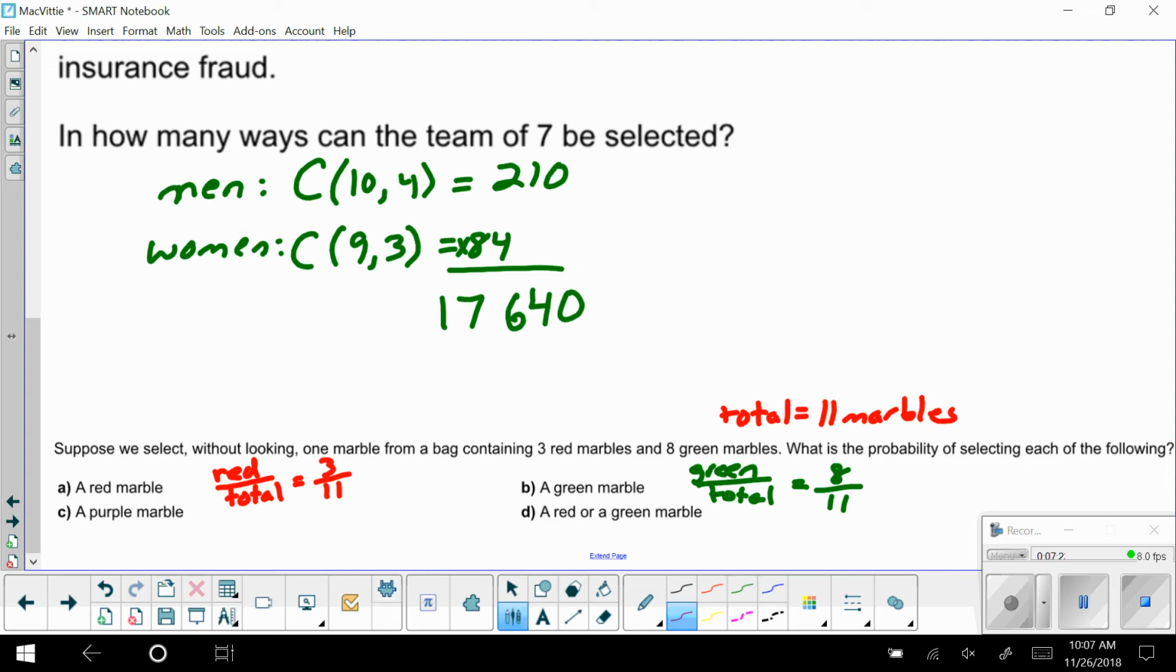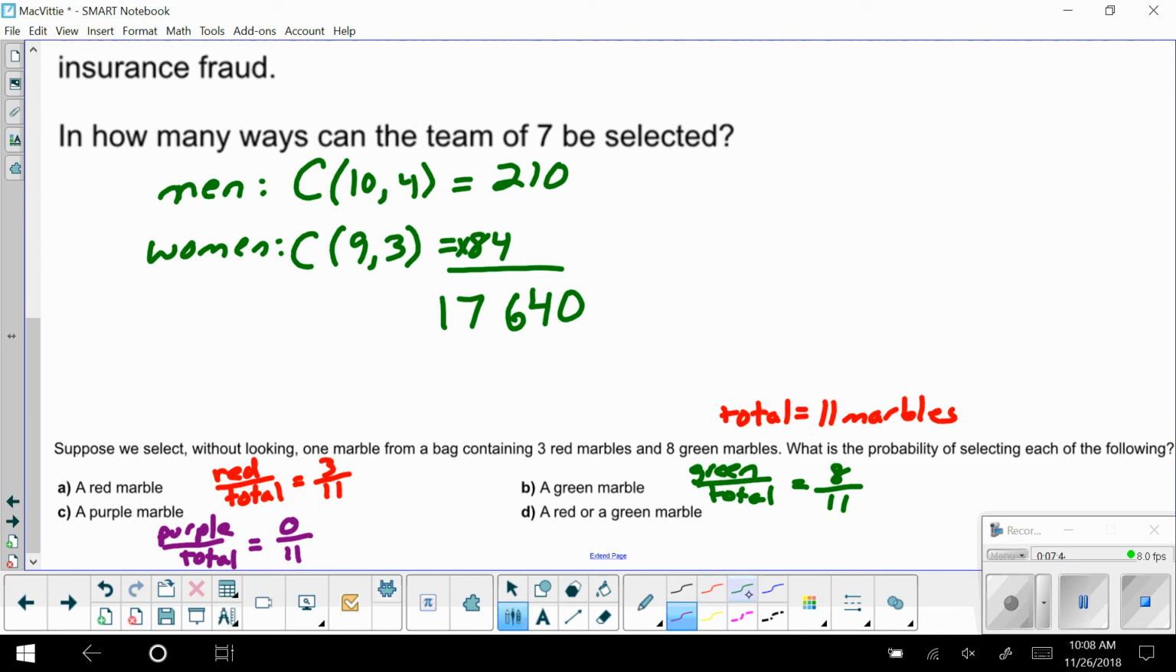And then when we have probability of a purple marble, that means I want purple out of the total events. Well, if we look, there are no purple marbles. So that would be 0 out of a total of 11 marbles. So there's 0 probability of us choosing a purple when there aren't any purple there.